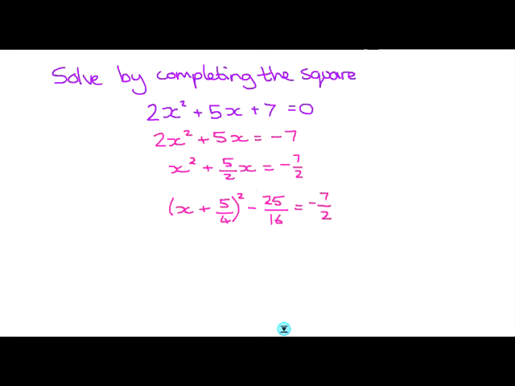Now we're going to have to add on 25/16 to both sides, and this isn't in 16ths, so it creates a problem. But if you times this one on the right by 8, you will get 56 over 16. So now what we're actually going to be doing is adding on 25/16, which is still going to be negative, but it'd be minus 31/16. Yep, that's right. So let's write this down here. So we're going to have x plus 5 quarters all squared is equal to a negative 31 over 16.